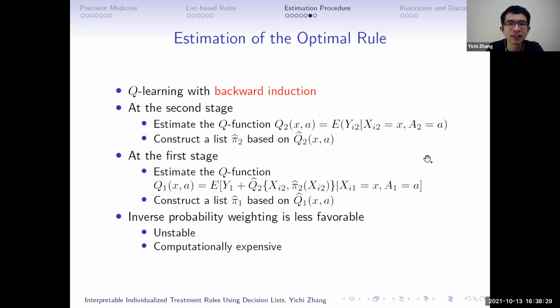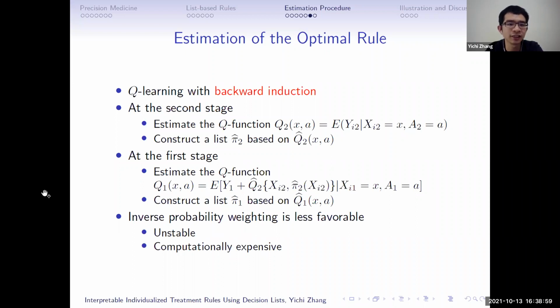By doing this in a backward induction manner, and by inserting the best possible future outcome, given that you follow the best future recommendation, we are able to incorporate the long-term effect into the estimation procedure. So we are able to address the limitation of a greedy algorithm.